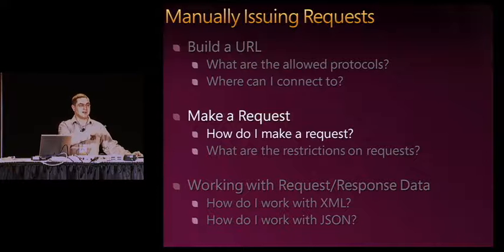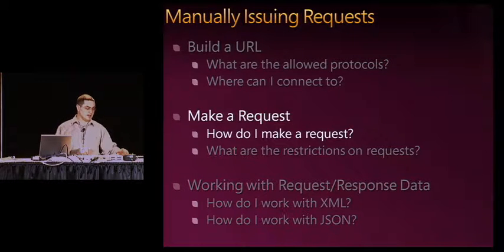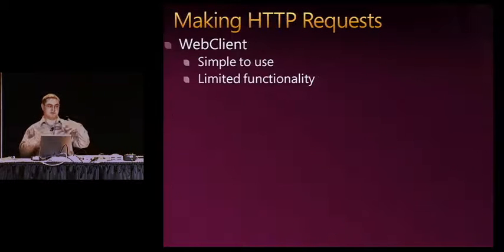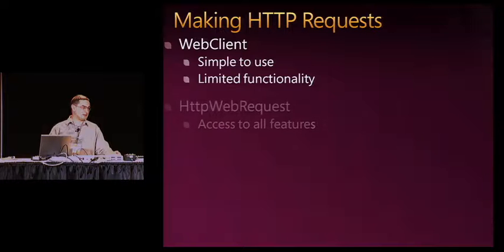We'll talk about verbs in a couple of slides, in fact, when we talk about the restrictions. But first, the actual way to make the request. We already saw WebClient in the demo. It's really simple. You set up the DownloadStringCompleted handler and you do DownloadString. It is limited functionality, though. You don't get access to all of the HTTP features. To get access to all of them, you use the HttpWebRequest class.